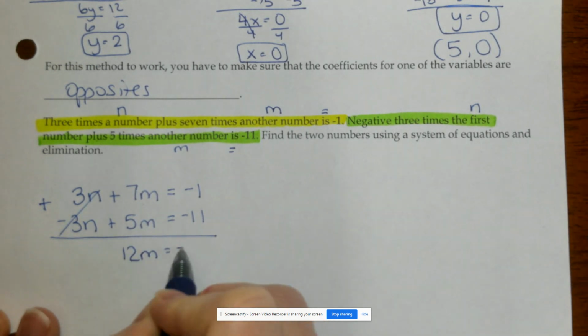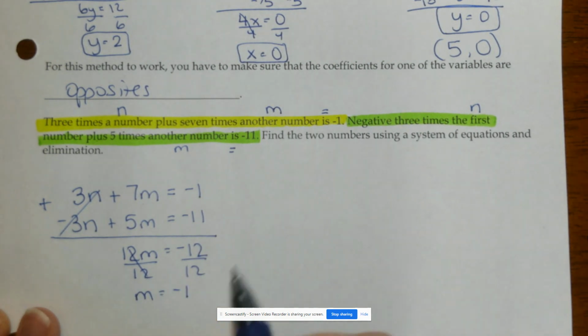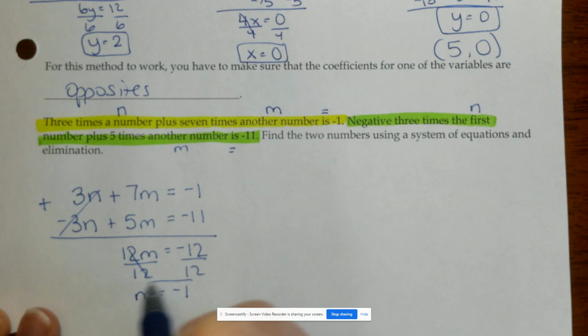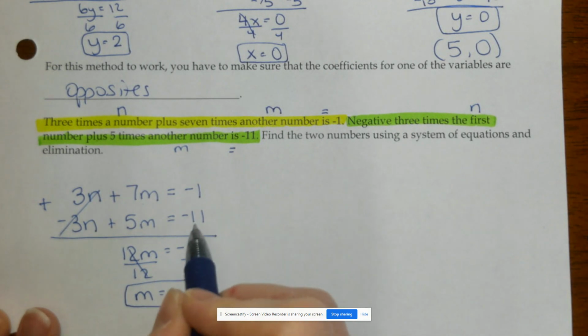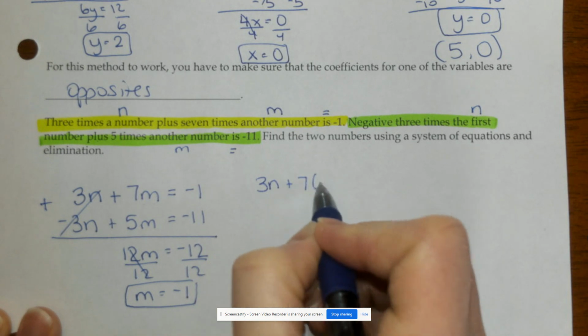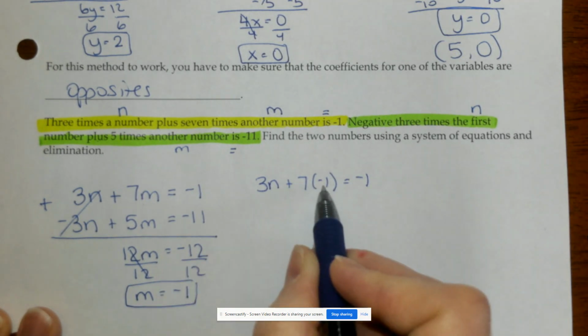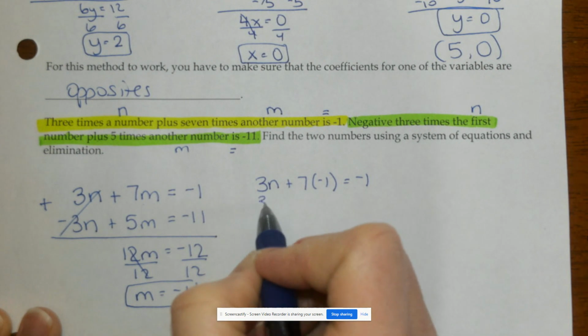-1 and -11 combined is -12. Divide both sides by 12, and I'm going to get m equals -1. I can substitute m equals -1 back into either of my first two equations. 3n plus 7 times -1 equals -1. I chose the first equation. Instead of the m, I put the -1 there.